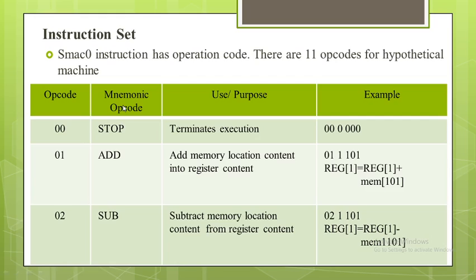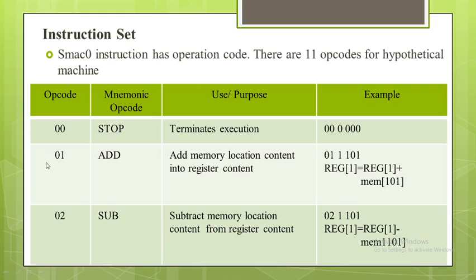Every instruction of the SMAC 0 simulator has an operation code. There are 11 operation codes assumed in this hypothetical machine, which specify the operations to be performed during execution, as below. The first opcode is 00 and the corresponding mnemonic opcode is stop, which is used for the termination of the execution.